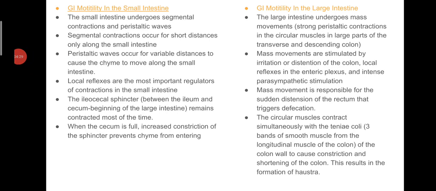Motility in the small intestine. The small intestine undergoes segmental contraction and peristaltic waves. Segmental contraction occurs for a short distance only along the small intestine. Peristaltic waves occur for variable distances to cause the chyme to move along the small intestine. Local reflexes are the most important regulators of contraction in the small intestine. The ileocecal sphincter remains contracted most of the time. When the cecum is full, increased constriction of the sphincter prevents chyme from entering.